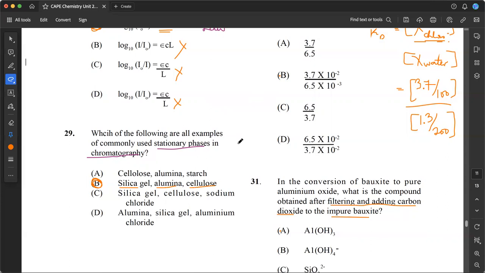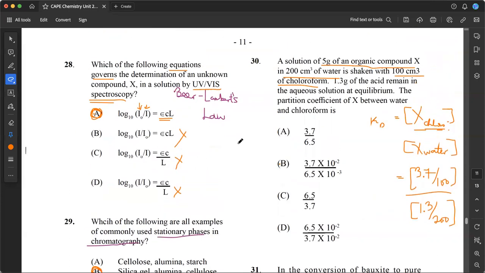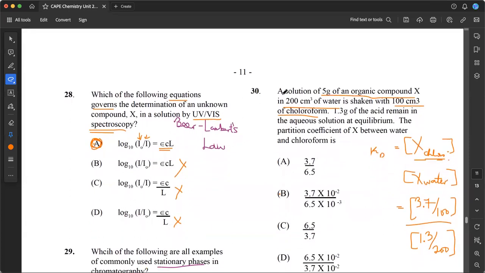So 29 is B. So moving along to 30, 30 says that a solution of 5 grams of an organic compound X in 200 cubic centimeters of water is shaken with 100 cubic centimeters of chloroform, right?